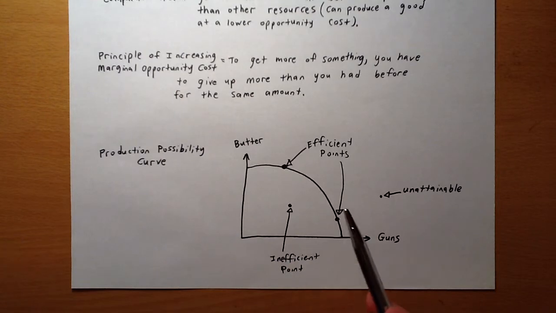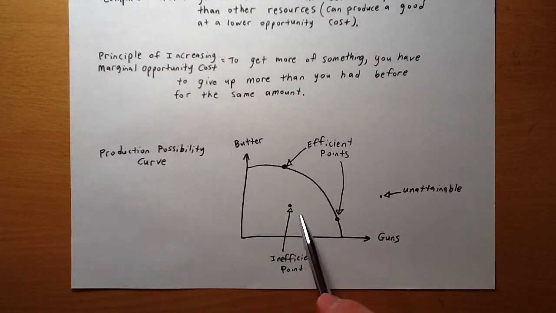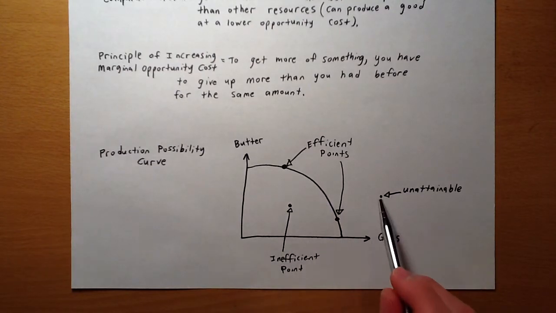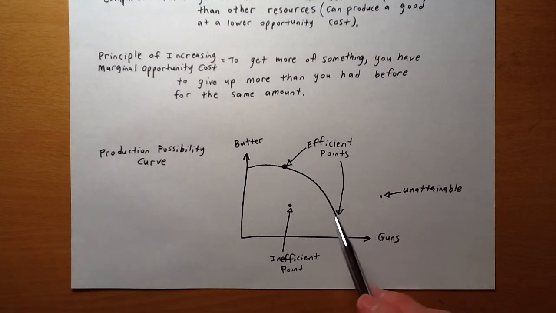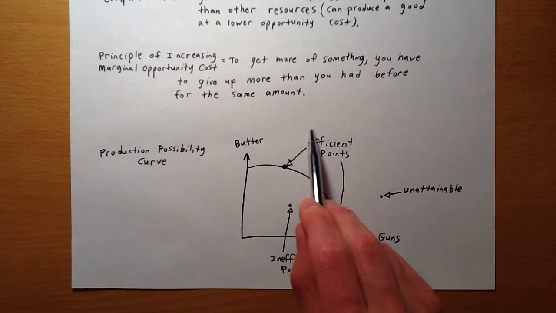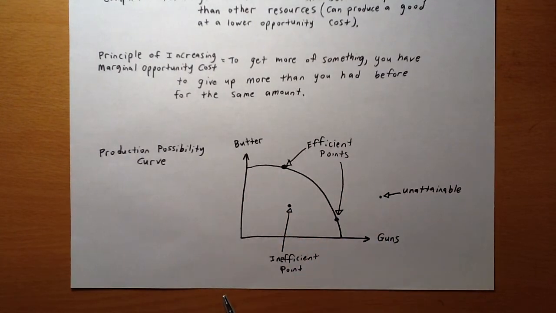These 2 points right here are efficient because we are producing the maximum amount possible, while this point right here is inefficient because we are producing less than we are capable of. If we want to get right here, we have to develop new technologies, because new technologies push the production possibility curve out so it'll be wider and cover more area.